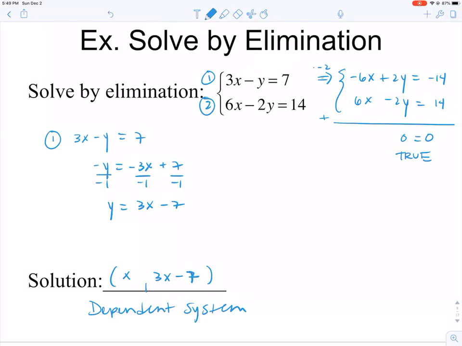Okay, so this ordered pair, x comma 3x minus 7, remember you could think of as like a formula to find any point that lies on the line. And remember, both of these equations represent the same line. You could think of them as two lines that end up overlapping. So every single point that satisfies the equations will be part of the solution set.